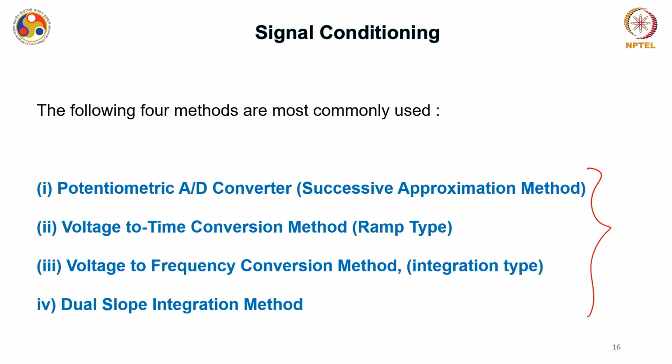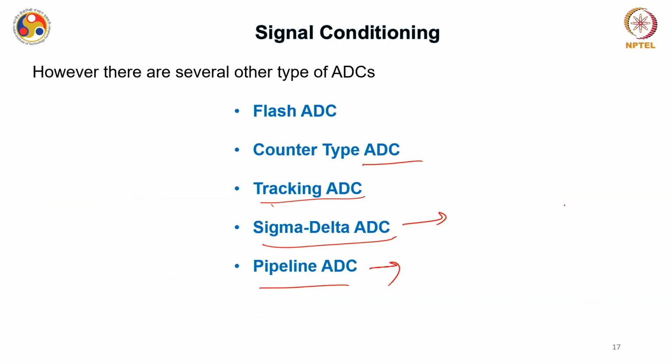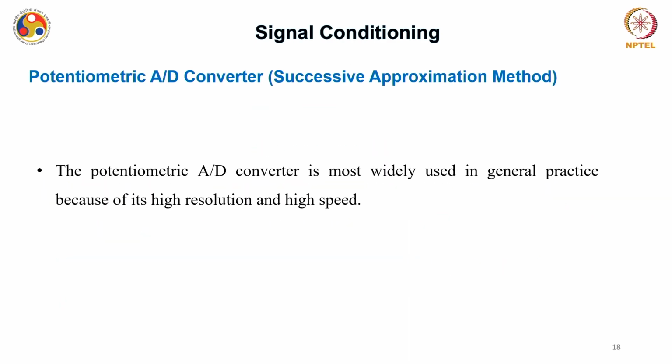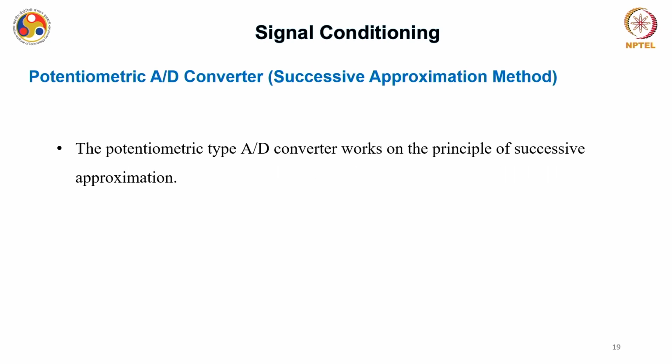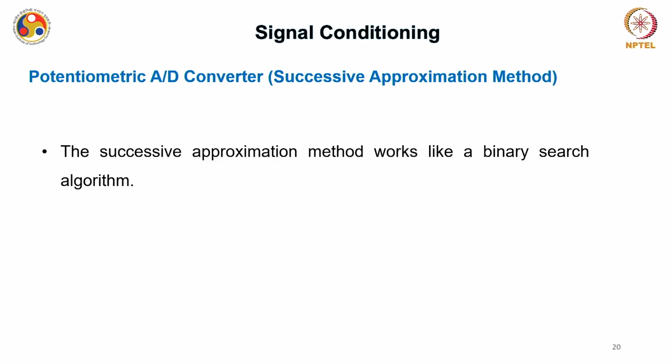In the series, let us start with the potentiometric AD converter, which is based on a successive approximation method. The potentiometric AD converter is most widely used in general practice because of its high resolution as well as its high speed. Potentiometric type AD converters work on the principle of successive approximation. We will try to understand what successive approximation is right now.